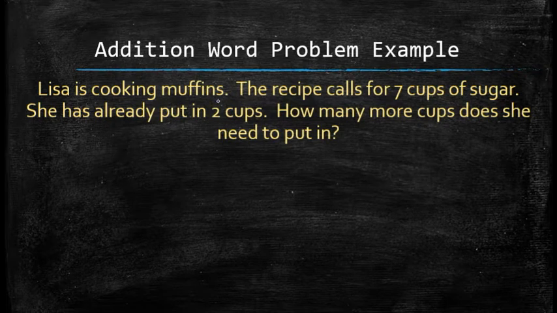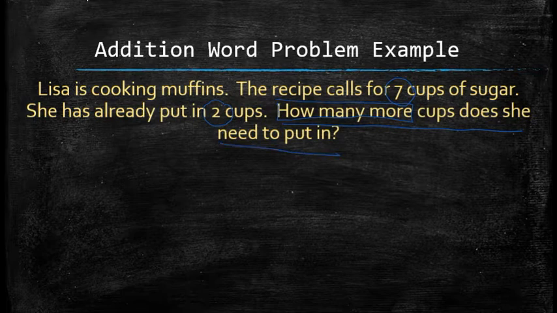So the first thing that we're going to do, of course, is circle our numbers. And we know she's cooking muffins. The recipe calls, okay, so how many more? That gives us a clue that we're working with an addition problem here, and here is our question. So how would we set this up? Well, we know that the recipe calls for 7 cups of sugar, and we could say the recipe calls for 7 total cups of sugar. So we know this is our total, and we know then that whatever it is, it will equal 7.